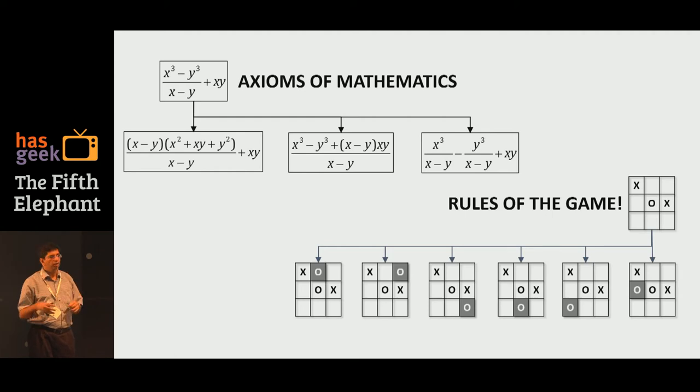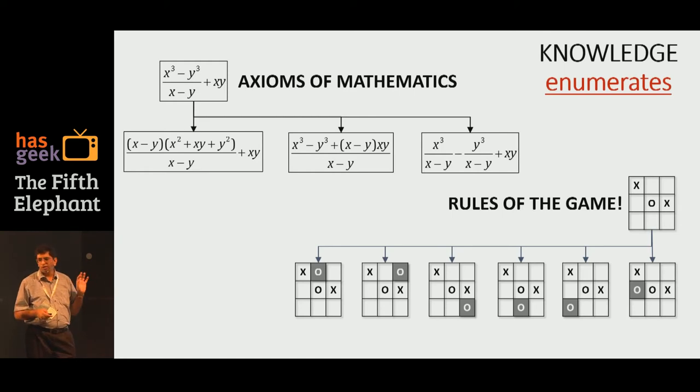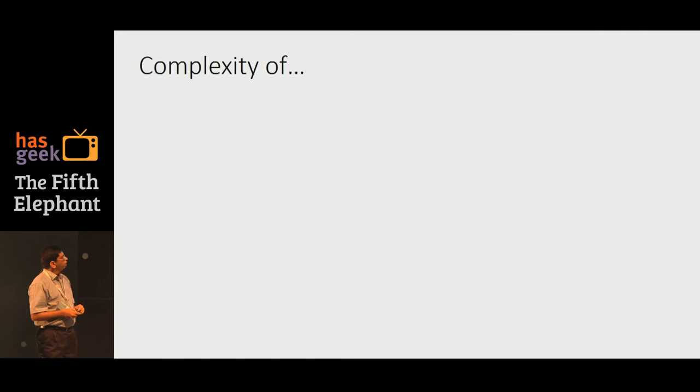So we understand the idea, the role that knowledge plays. Knowledge is really about enumerating the options. That's all it does, and says, what all can I do at this stage? Now, what about the complexity? I want to define this notion of complexity of knowledge.